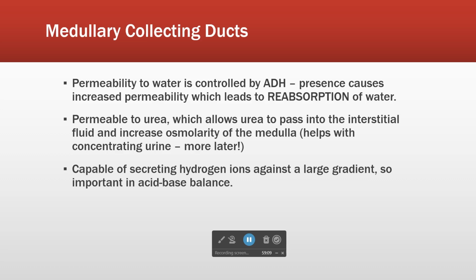Let's say you're fluid overloaded. Okay, you've got too much fluid. Well, now ADH is going to be absent. Even though these tubes pass through the medulla, the water can't move. So if there's no ADH, then we have a urine that has a very low osmolarity because the medulla didn't affect it, right? Because it was impermeable as it passed through that region.